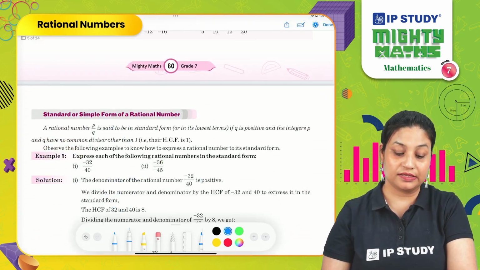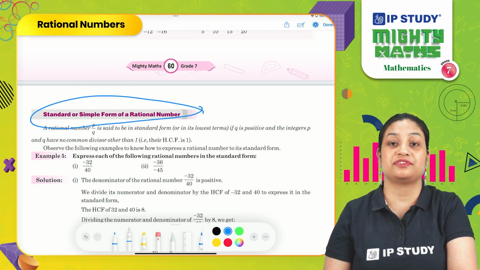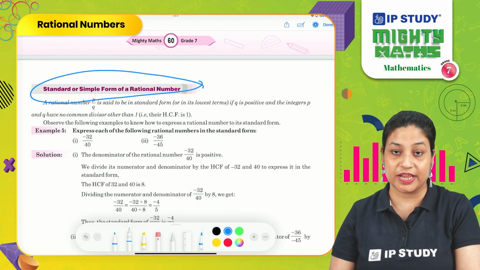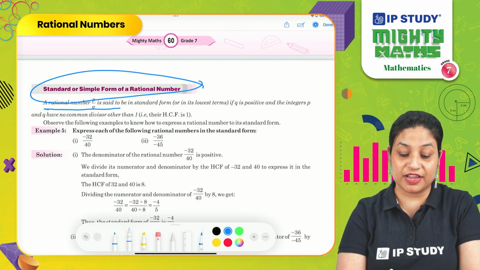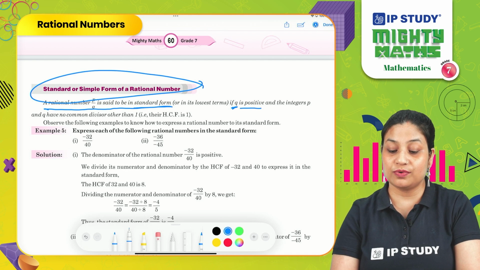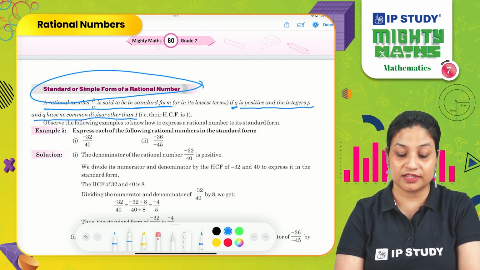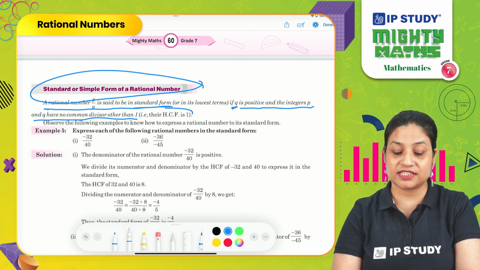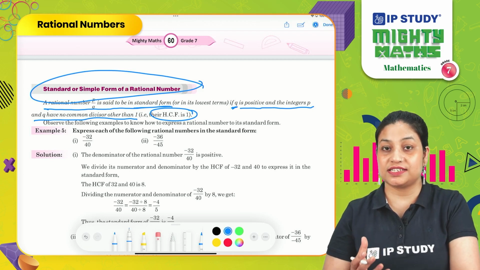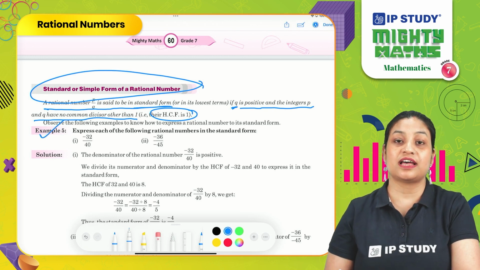What is the next topic? The next topic is the standard or simple form of a rational number. So how are we going to do that? It is saying something. Let's read it together. A rational number p by q is said to be in the standard form if q is positive and the integers p and q have no common divisor other than 1. It means their HCF is 1, right? So in order to understand this statement, let's do an example. Let's take example number 5 over here.